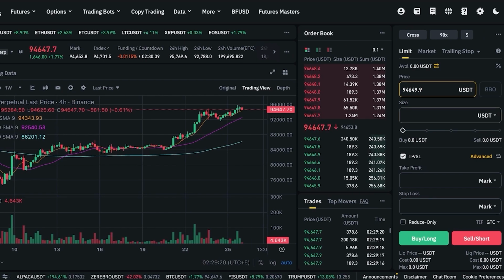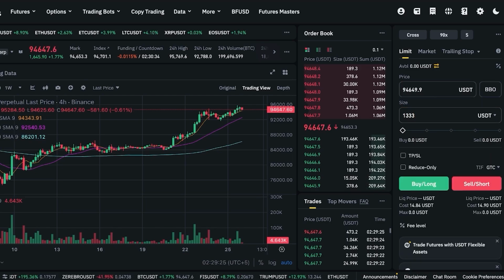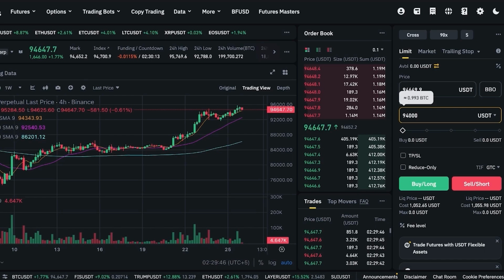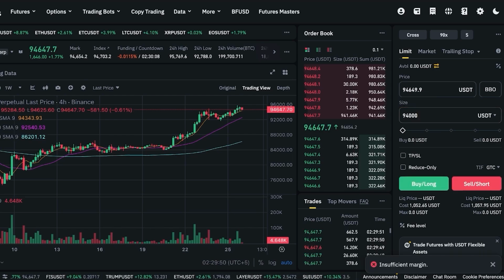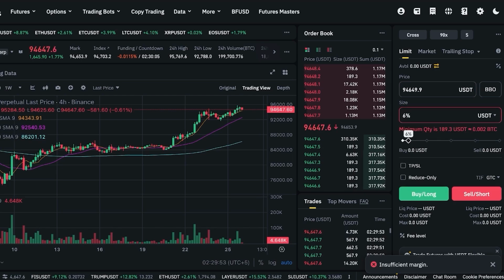Then I can choose how much I want to spend, as well as if I want to take profit, stop loss, and if I want to buy or sell at this position. So currently the price is 94,647. Let's say if the price drops to 94, like this, then I want to buy. Then I would click on buy long, and this would put in our pricing like so.